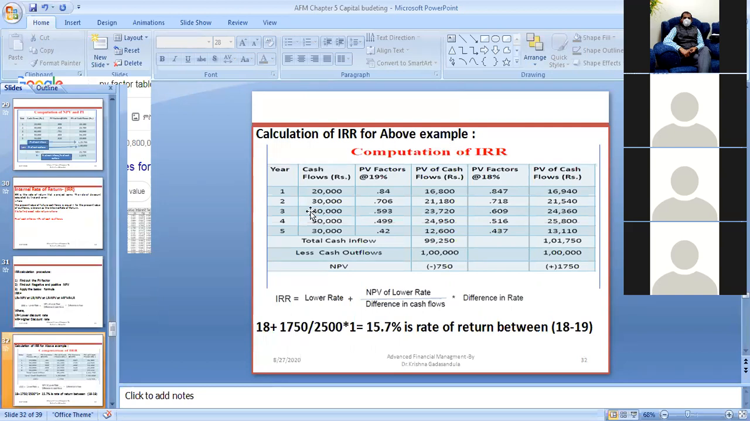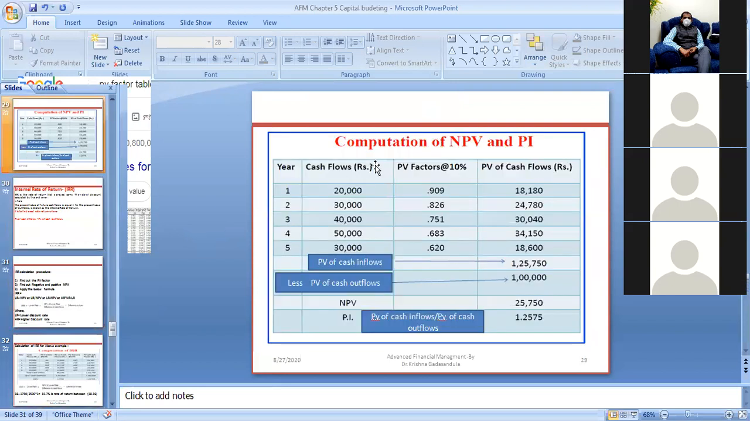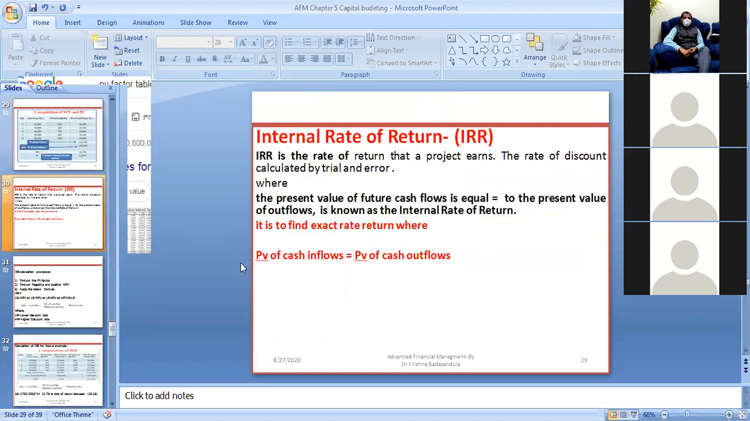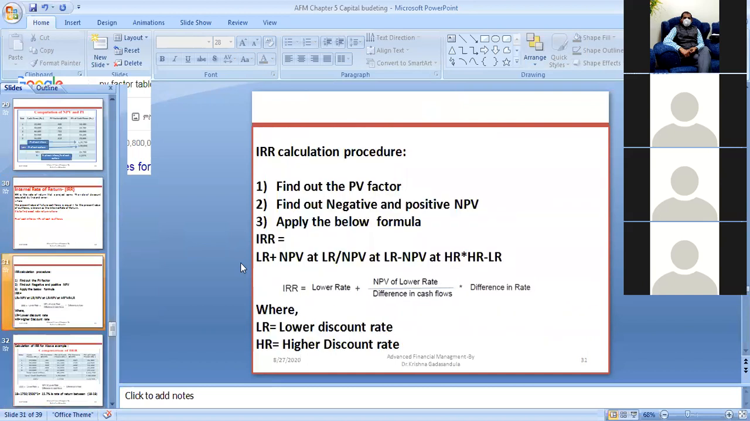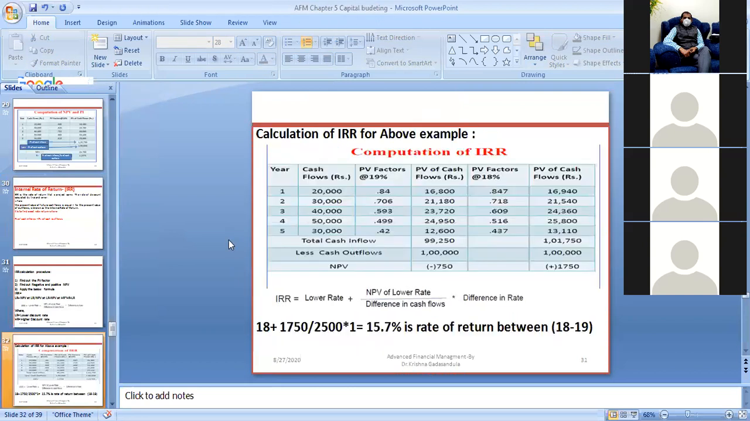For the above example, we have taken 20,000, 30,000, 40,000, 50,000 like this. For this we are calculating IRR. To calculate IRR you need to follow these three steps: find out the PV factor, find out the negative and positive NPV, and apply the formula. Computation of IRR: first let us take the cash inflows that are there.